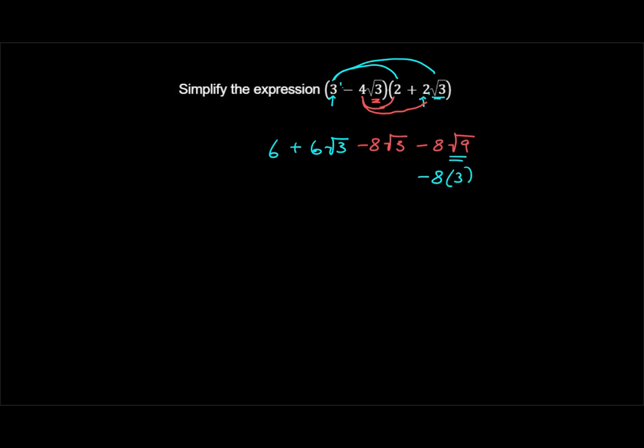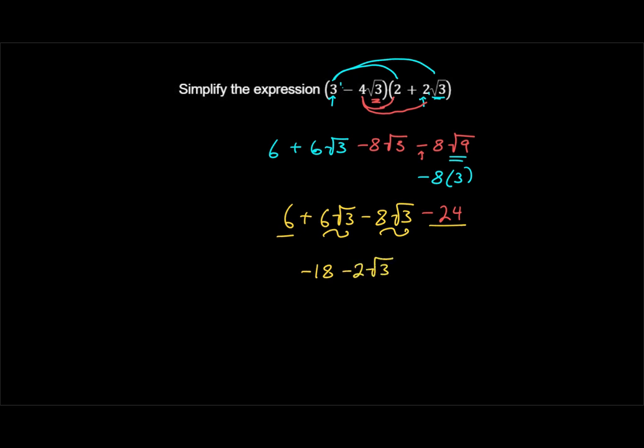So that last term is going to become the result of multiplying 8 times 3. I'm just going to bring everything else down for now. 8 times 3 is 24. It's negative 24 because of the minus sign. After doing this, we just have to combine like terms. So 6 minus 24 is negative 18. And then we have a radical 3 and another radical 3.